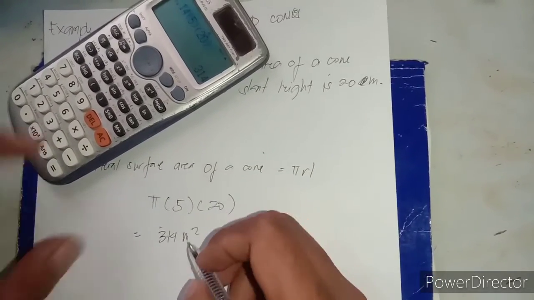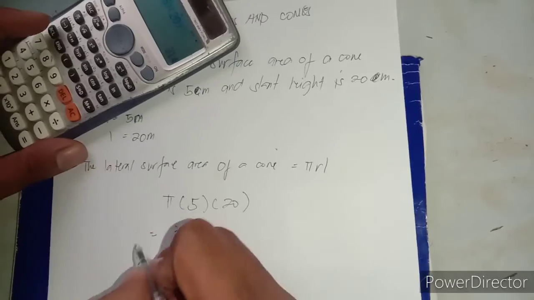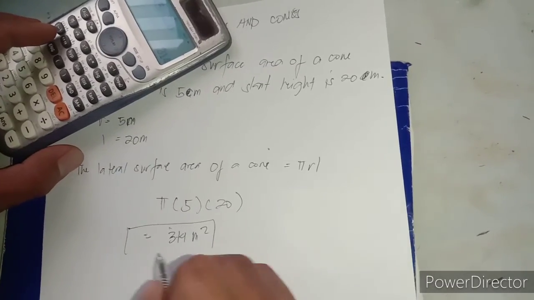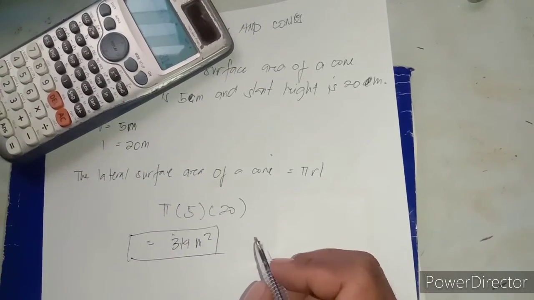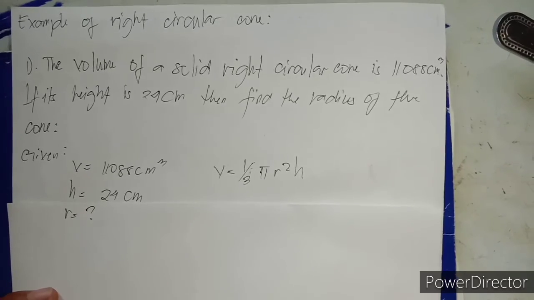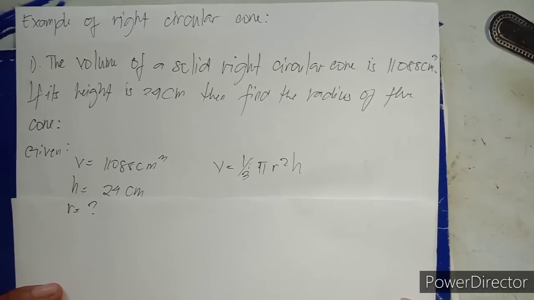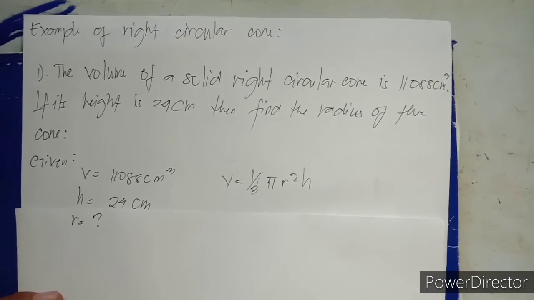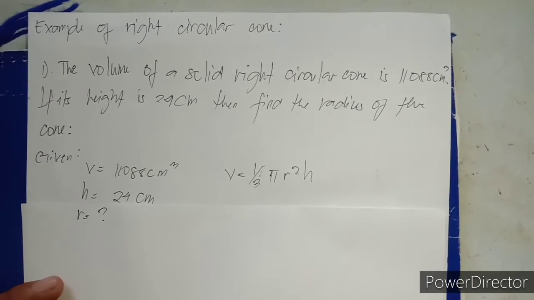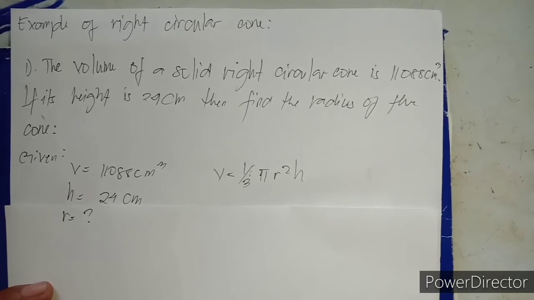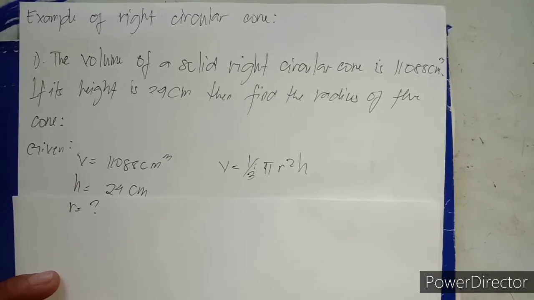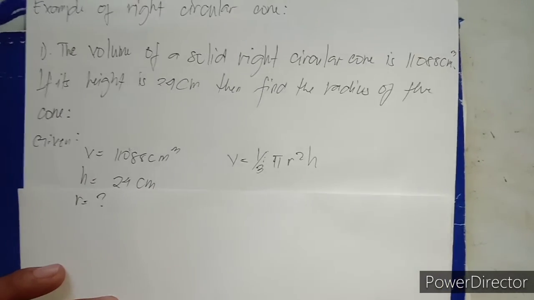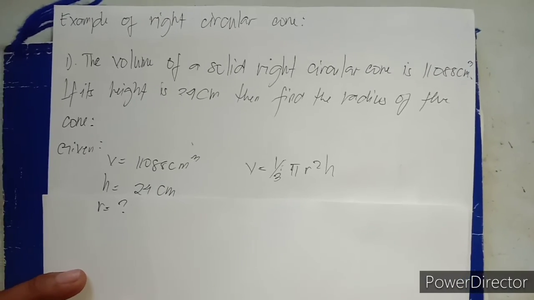Meter squared. So this is the lateral surface area of a cone. So, example of a right circular cone. Problem 1. The volume of a solid right circular cone is 11,088 cubic centimeters. If its height is 24 centimeters, then find the radius of the cone. So in this problem, we will find the radius.